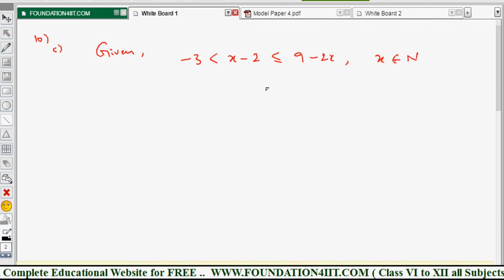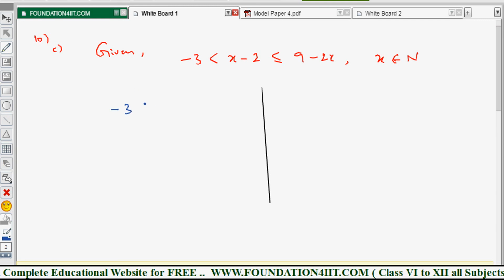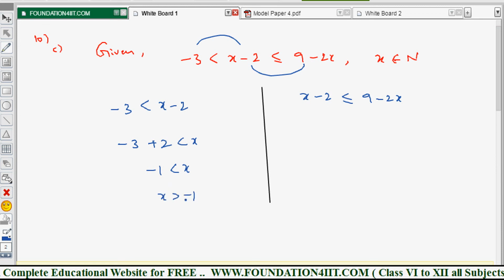So let's take 2 sides separately, first 2 and last 2. That means -3 less than x minus 2, and this side is x minus 2 less than or equals to 9 minus 2x. Solve separately now. First 2 and last 2. That means middle one is the common for both. Then -3 is simplified. -3 plus 2 less than x. So -1 less than x. Then x is greater than -1.